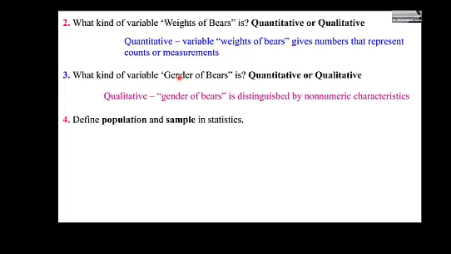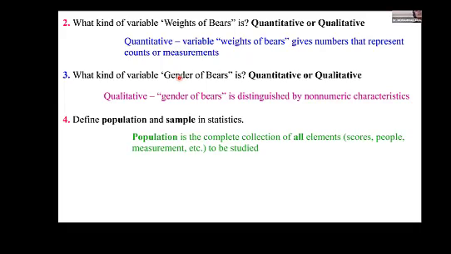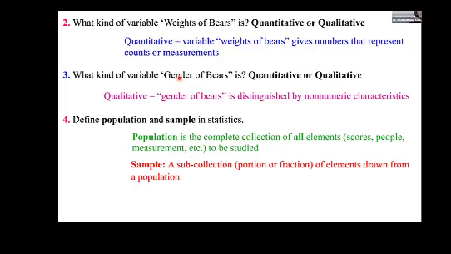We want to define population and sample. Population is the complete collection of all elements, scores, people, measurements, etc., to be studied. Sample, a sub-collection, portion or fraction of elements drawn from a population. In short, population refers to the whole, and sample refers to a portion of that.